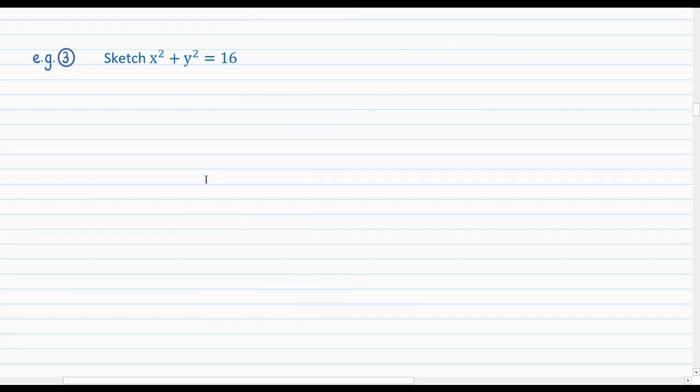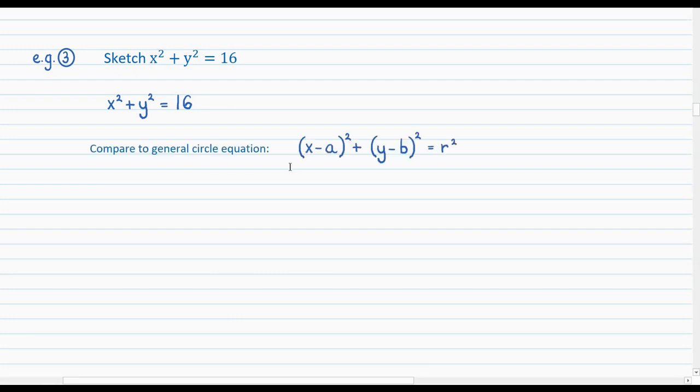This example asks us to sketch the graph of the equation x squared plus y squared equals 16. We know this is similar to the general equation for a circle, so a good idea is to compare them to each other. And by comparing our equation to the general equation in this way, we can deduce that the only value of a that will lead to this sort of equation is an a value of 0. And the only value of b that will lead to this sort of equation is a b value of 0 as well. Meaning the coordinates of the center point of the circle are 0 and 0.